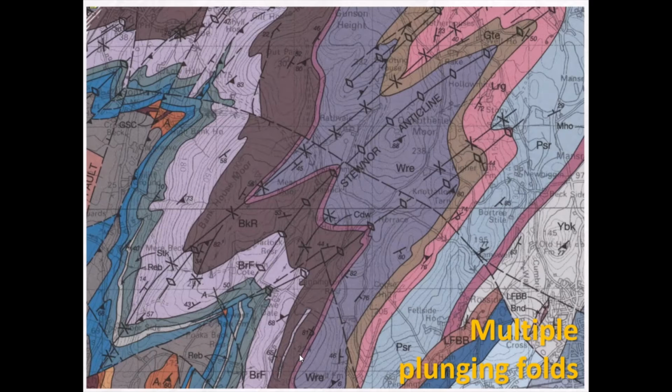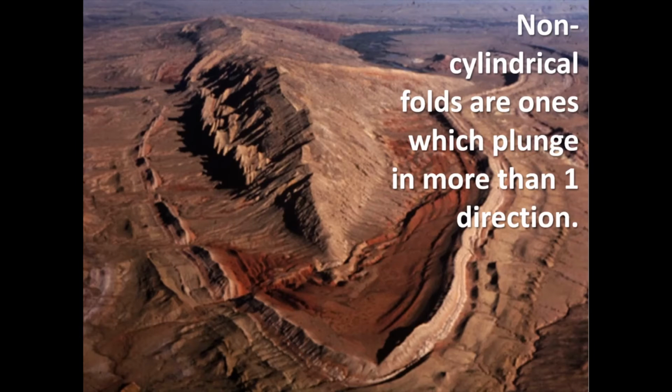Okay, so that's cylindrical folds, ones which have this linear hinge line, whether it's upright or dipping. It has a linear geometry. So non-cylindrical folds then are ones which plunge in more than one direction. They can be plunging one part of the fold in one direction, then as we go to the other side of the fold they'll be plunging in a different direction.